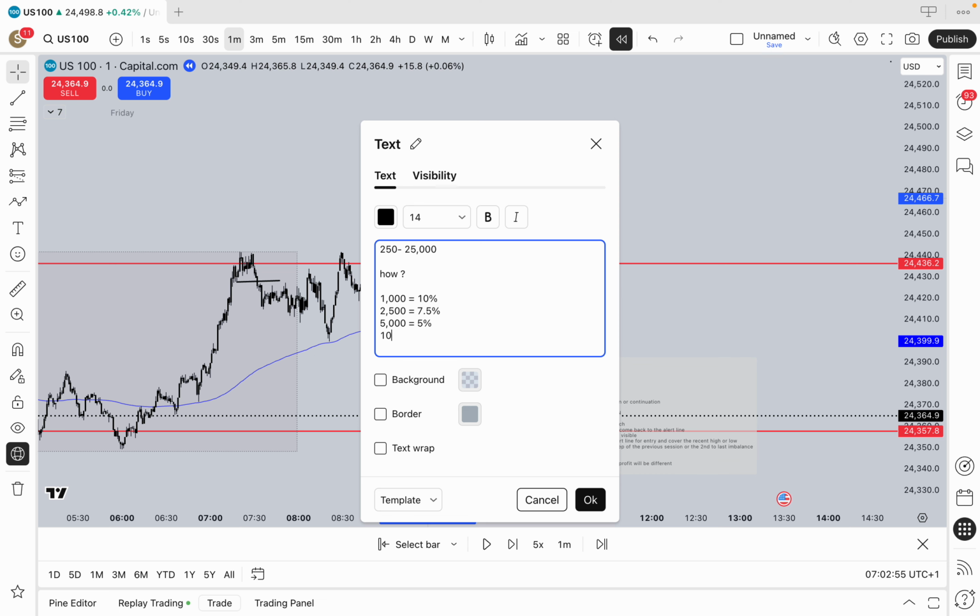Then the next stage will be 10,000. Okay, so once we hit the 10,000 mark, we'll be then at 2.5%. Okay, and then I think from there we're going to be risking 2.5% until we hit our total of $25,000. There we go.